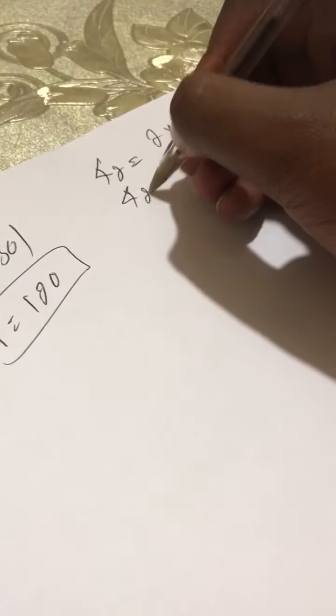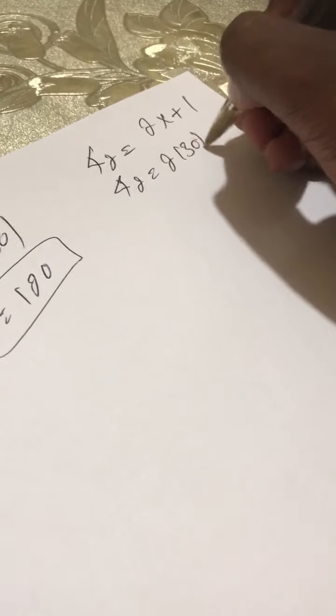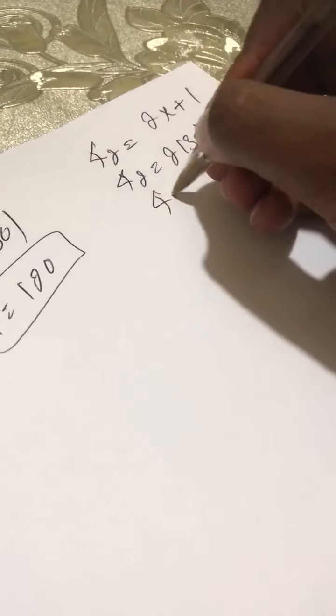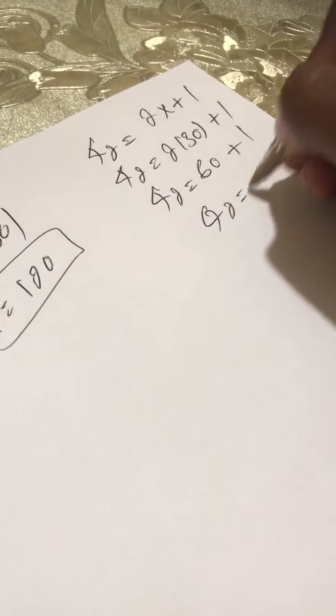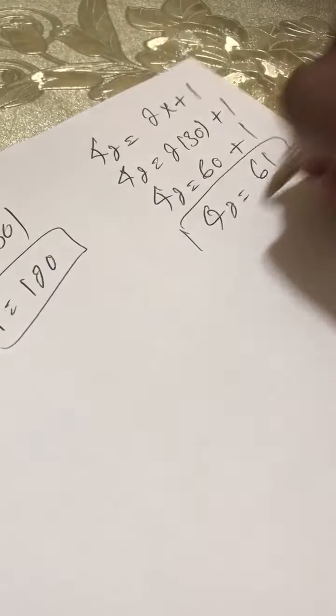Next angle, angle 2. We have angle 2, 2x plus 1. What's the value of x? We got the value of x 30 degree. So the second angle equal to 2 times 30 plus 1. So the second angle will be 2 times 30, 60 plus 1. The second angle will be 61 degree.